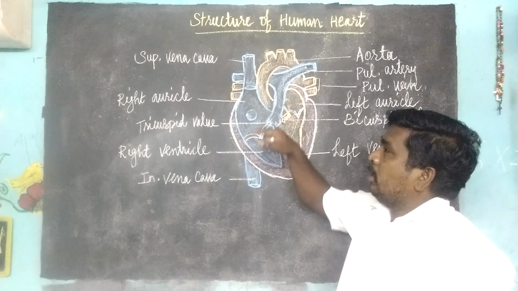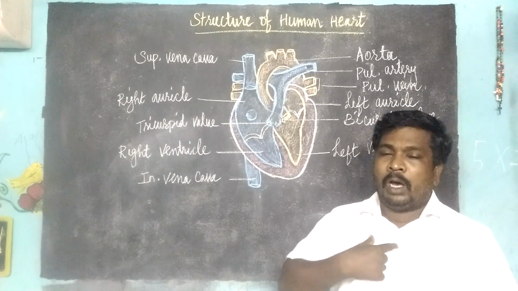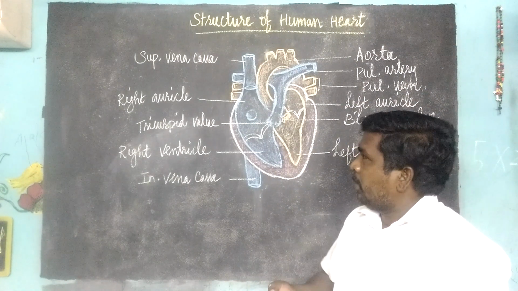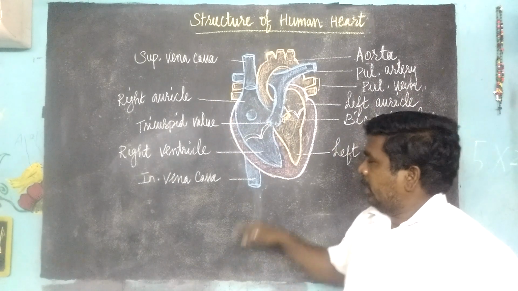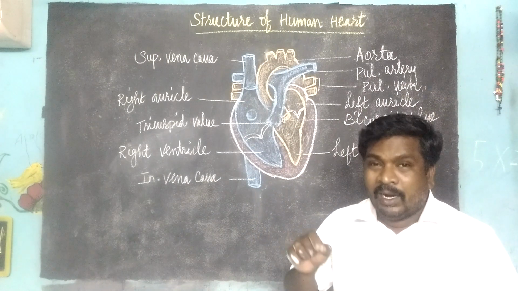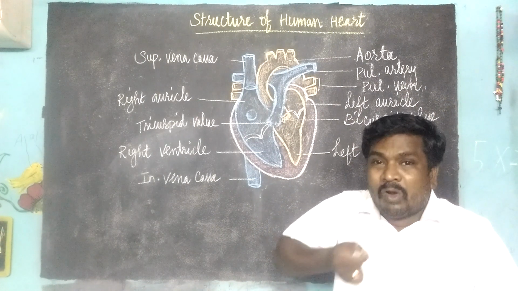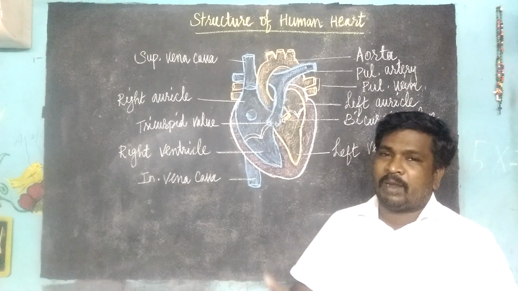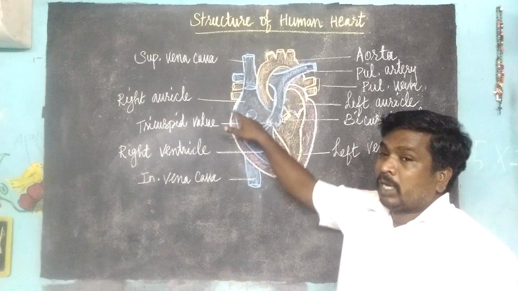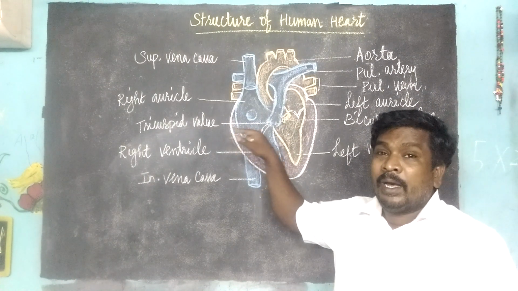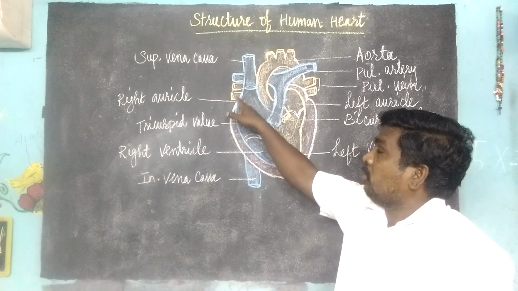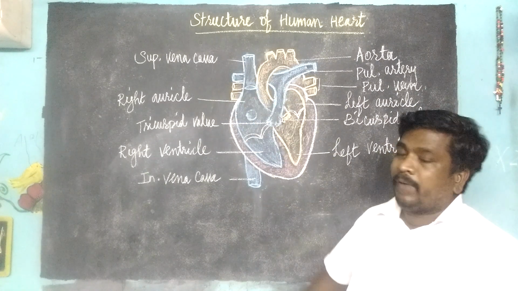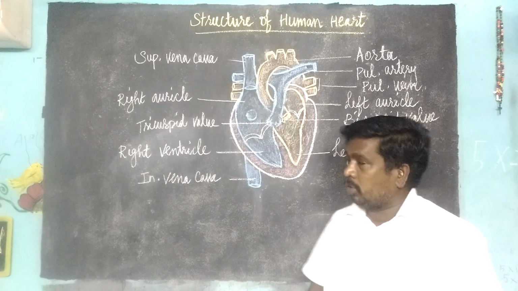What is the superior vena cava? The heart is here, and the superior vena cava collects deoxygenated blood from the organs located above the heart. The inferior vena cava collects deoxygenated blood from the organs located below the heart. And the coronary trunk receives the blood from around the heart muscles. Through these three blood vessels, the right auricle is filled with deoxygenated, or CO2, blood.